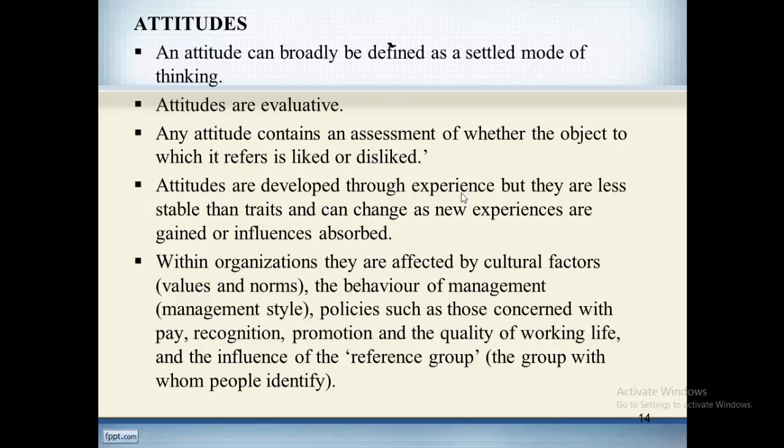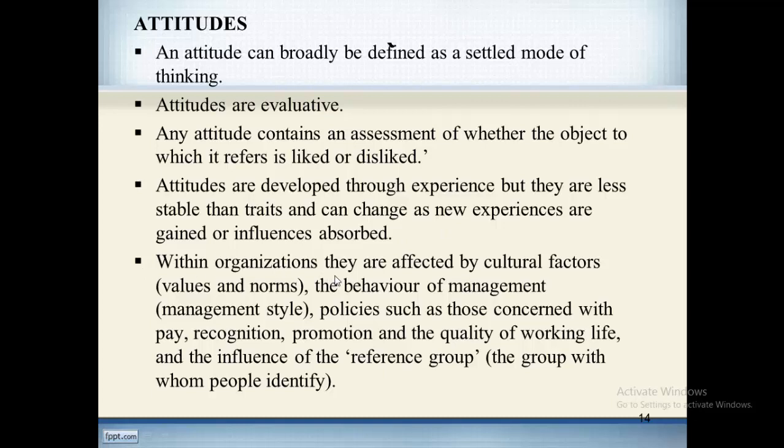Attitudes are developed through experience, but they are less stable than traits and can change as new experiences are gained and influences are absorbed. As we discussed in the previous slide, suppose a person belongs to an area which is completely different from his working area. Initially he may have a different attitude because he belongs to a different background. But with the passage of time, as he gains new experiences, his attitude will change.